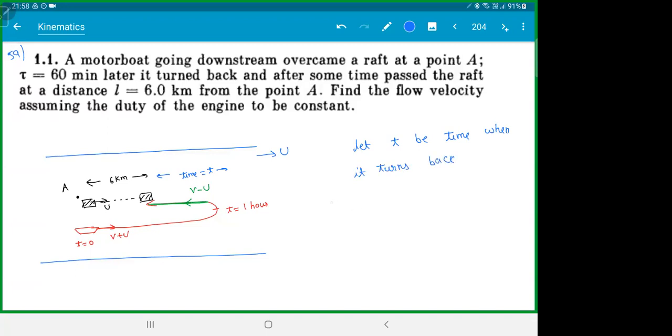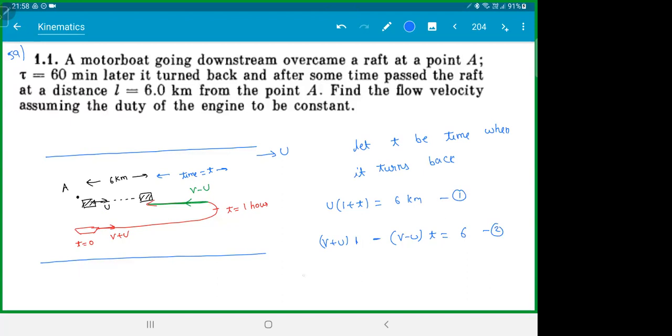So that means the raft has traveled a total distance of u into (1 plus t), which is 6 kilometers. And the boat has traveled (v plus u) into 1, minus (v minus u) into time t, which should be 6 kilometers. Agreed? This distance minus this distance should be again 6, right? You're done. This is equation 1 and this is equation 2.